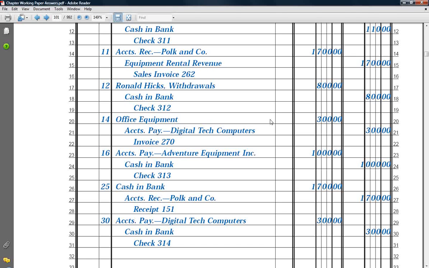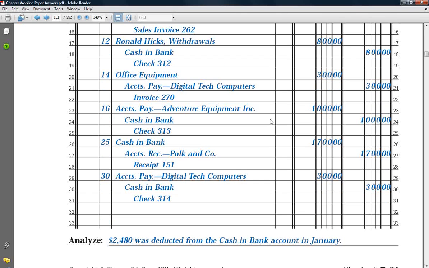And the transaction on the 30th, we wrote a check. Why did we write that check? Because we are making payment on account. Accounts payable, Digital Tech Computers has a normal credit balance, increases with a credit, decreases with a debit. We're paying someone back, so we're decreasing what is owed to them. Debiting accounts payable, Digital Tech Computers, $300. Crediting cash in bank, $300. I wrote a check. I decreased the asset cash in bank. My source document is my check 314.